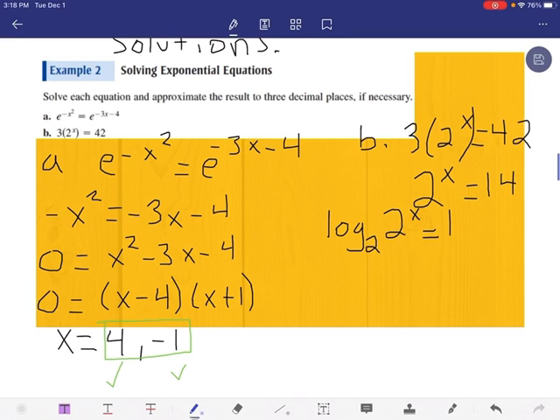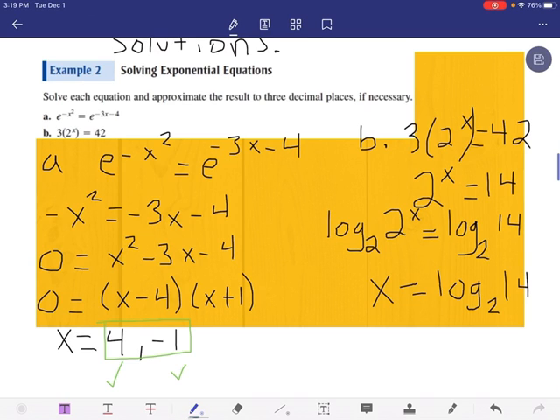Just like we can subtract 2 from both sides or add 2 to both sides, as long as we do it to both sides, we can take log base 2 of both sides. Now the reason we want to do this is because notice on the left hand side, using our inverse property, that's just going to be x. So then we're left with x equals log base 2 of 14.